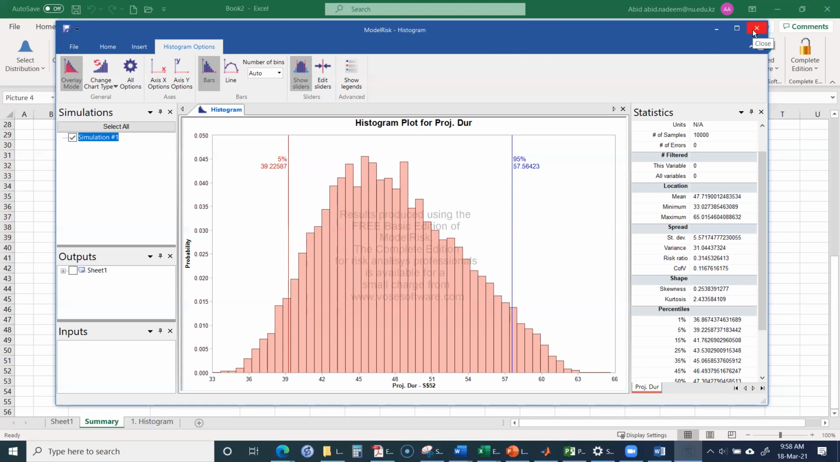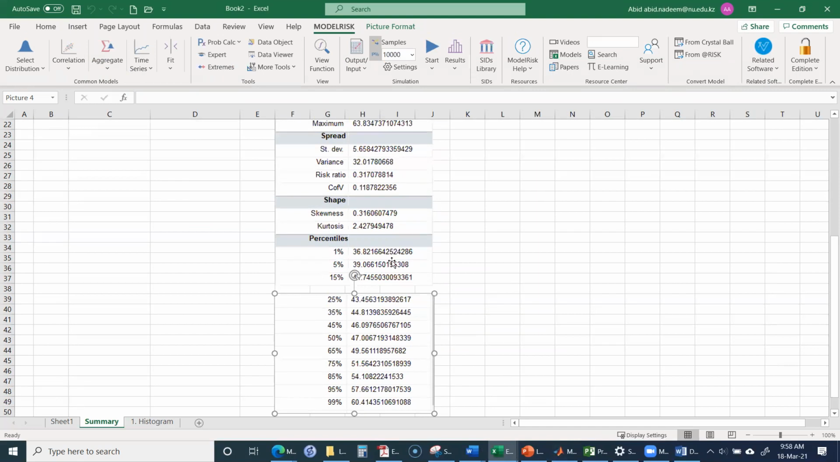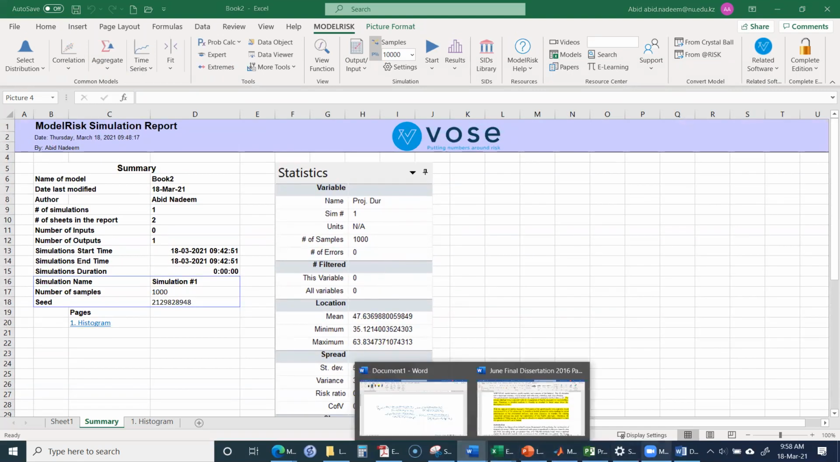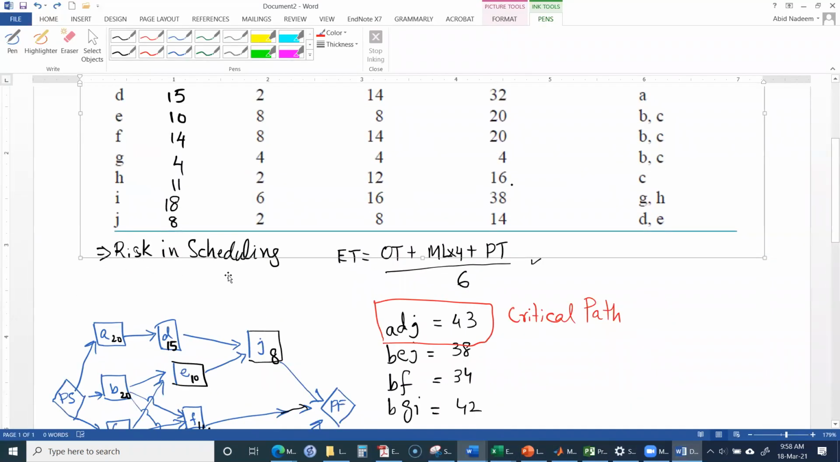Okay, so let me close it. That was about this topic, how you can incorporate risks in the scheduling. Okay, so do you have any questions about this?